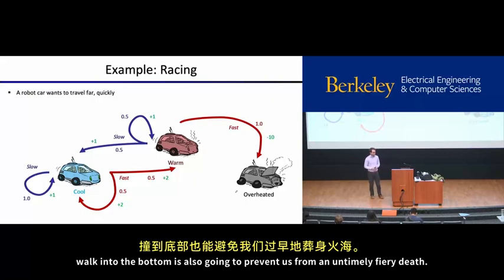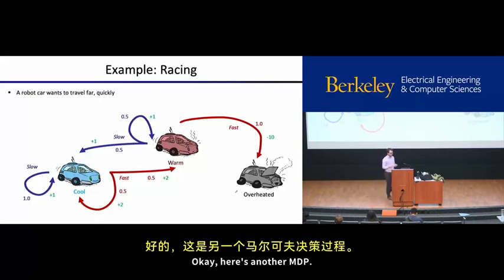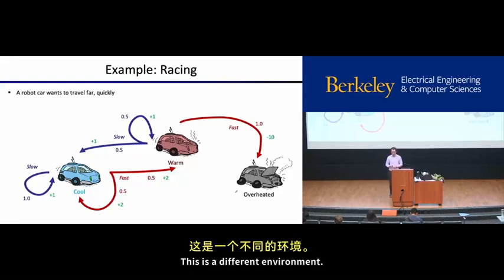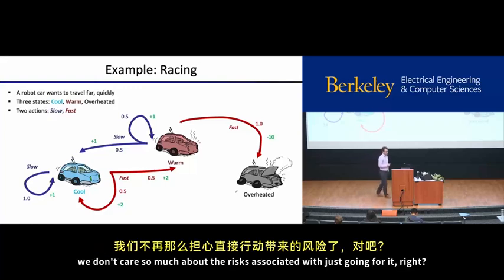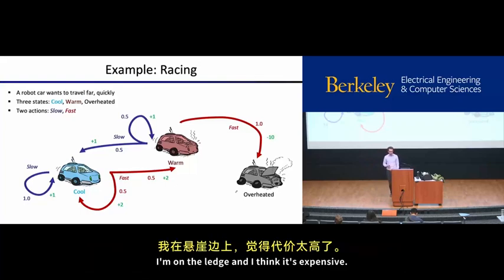All right? So we can draw this as a graph, and the states of the graph are these three different car states. We have three states: cool, warm, overheated. We have actions. The actions are the colored arrows. So we draw those. We can go fast or we can go slow. And there are some rewards associated with this, right?